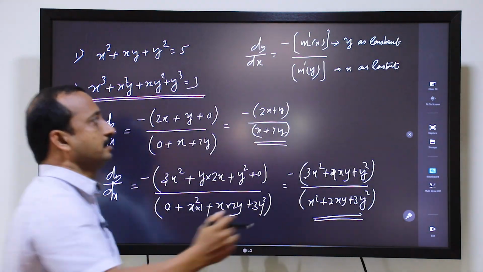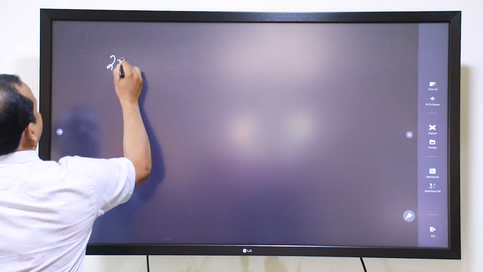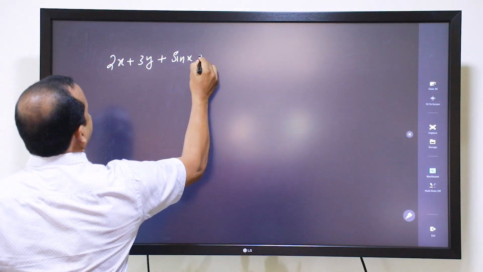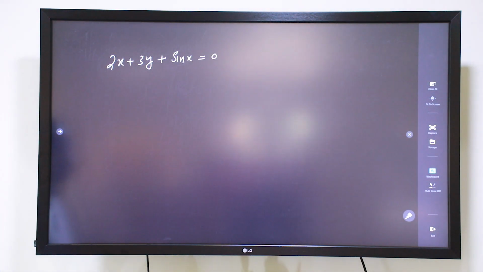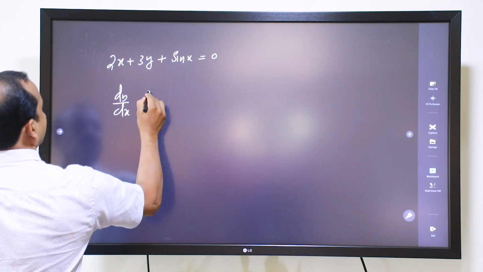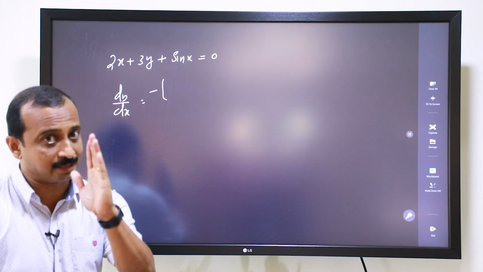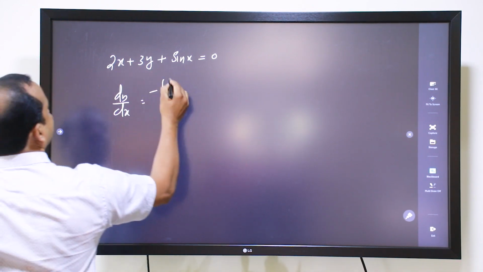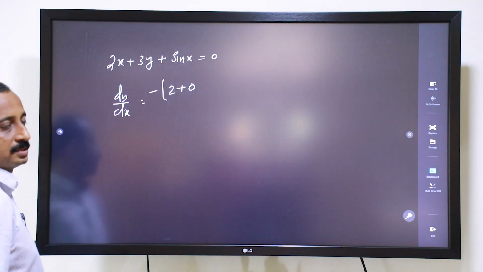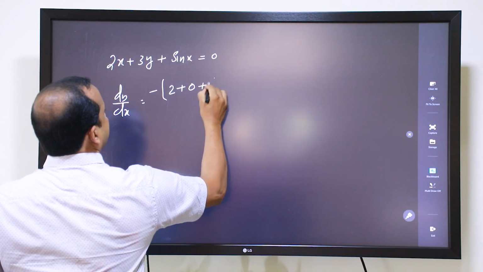Now write one more question. 2x plus 3y plus sin x equal to 0. What is dy by dx? Here dy by dx is equal to minus of, first we differentiate this function with respect to x. At that time we consider y as a constant and the derivative of 2x is 2, plus 3 into the derivative of y is 0. 3y is also constant and the derivative of sin x is cos x.